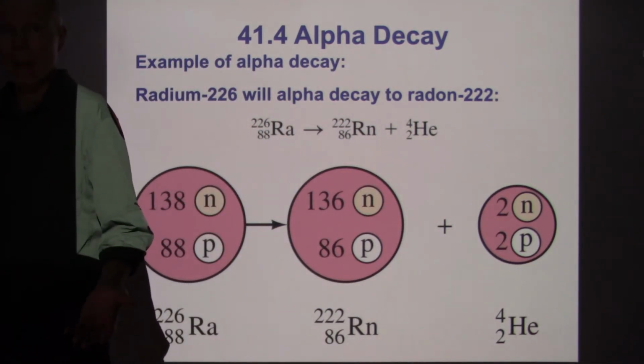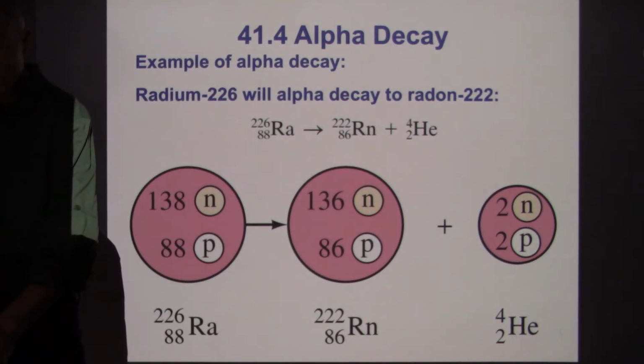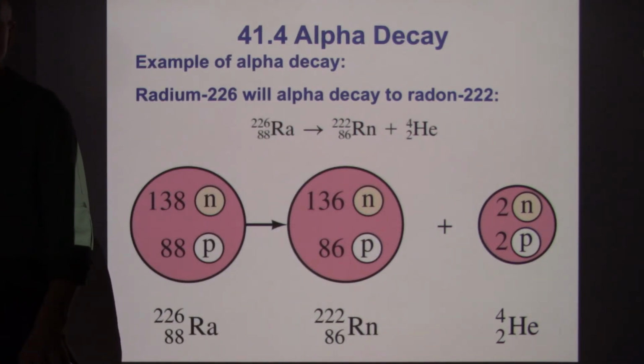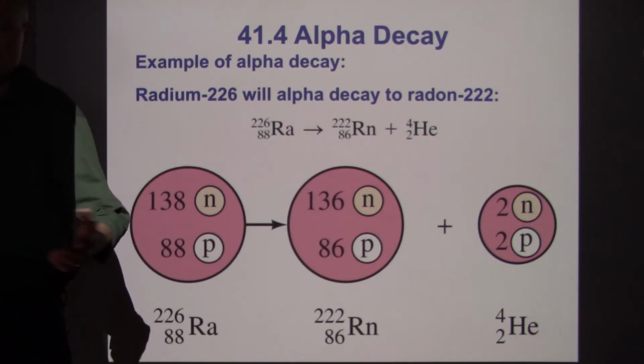Now this is helium, so after the radioactive decay occurs, this helium nucleus slows down. It picks up a couple of electrons, since electrons are all over the place. And it's just a helium atom at that point.